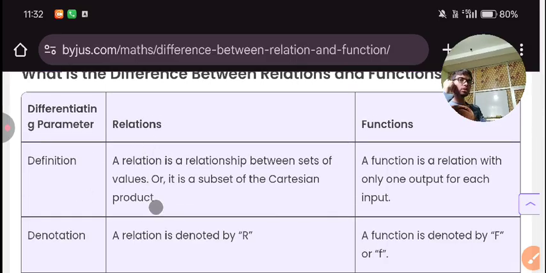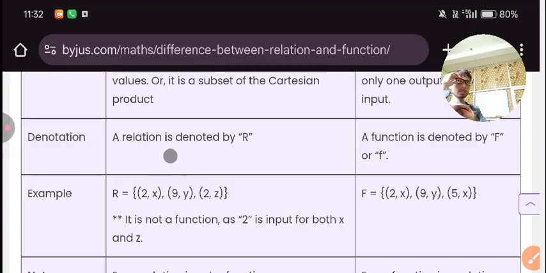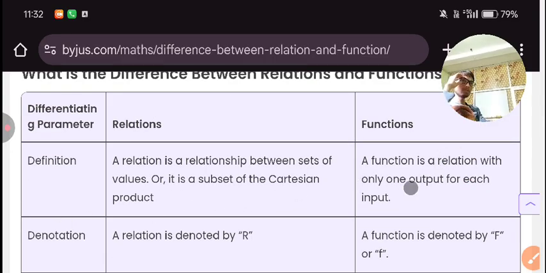Let's see the difference between these. Definition of relation: a relation is a relationship between sets of values, or it is a subset of a Cartesian product. A relation is denoted by R and a function is denoted by f, a small f or a big F. A function is a relation with only one output for each input. Whatever we give as input, we get an output. This is what a function is.